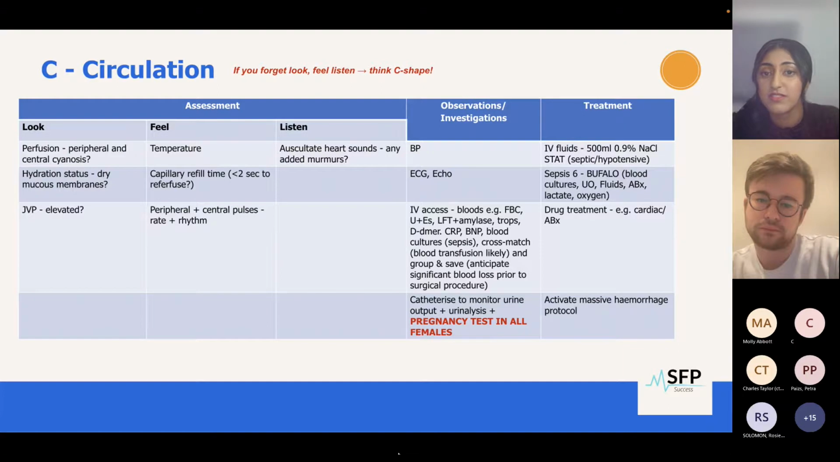Also, under investigations and observations, you want to catheterize the patient. Now, with this, you will be monitoring urine output. You can also do urinalysis, and then I think a very commonly neglected thing is doing a pregnancy test in females.